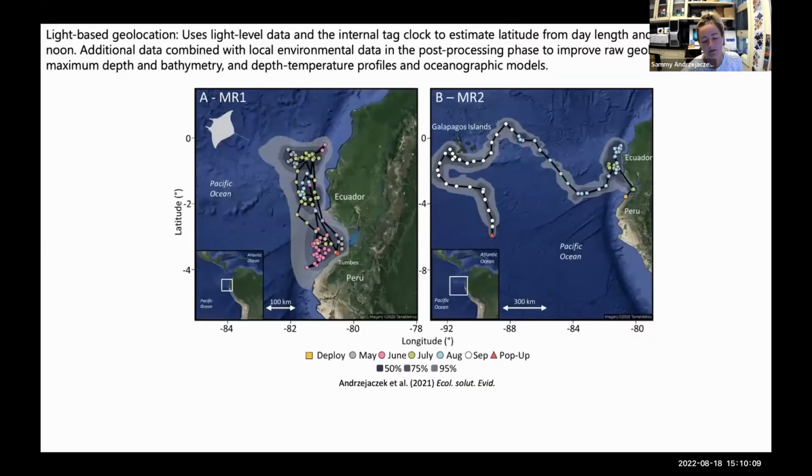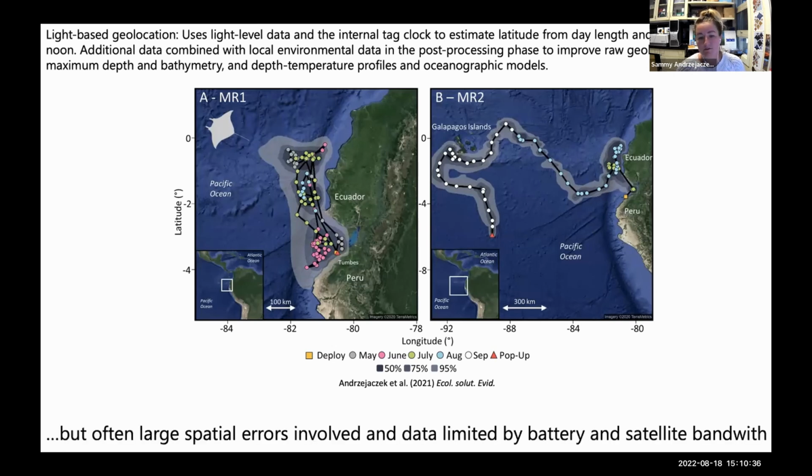And how we record location from these is we use what we call light-based geolocation, where we're using that light level data in the tag and the clock to estimate latitude from day length and then longitude from solar noon. But as you can imagine, that can have some big errors. So these are some tracks from mantas tagged off Peru. You can see that first image on the left, it has some really big error bands, and we can't tell for sure if the animal's in Ecuador or Peru, and that can have some pretty big management implications.